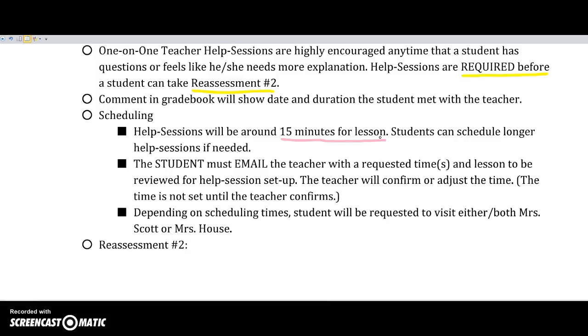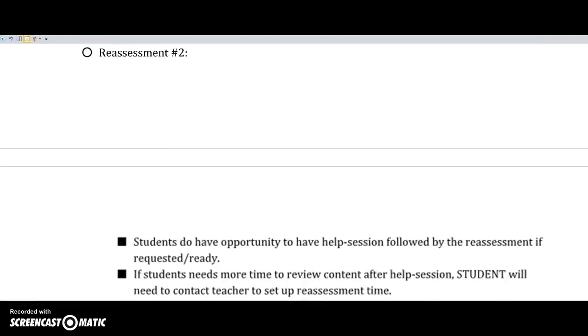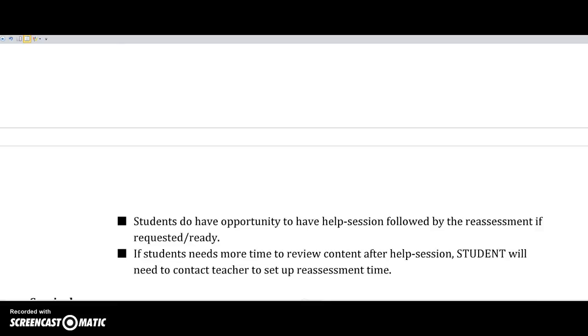Depending on scheduling time, students will be requested to visit. You can visit Mrs. House or Mrs. Scott, or either. Sometimes our schedules are better for some students than others. So we encourage you to visit either one of us. For reassessment number 2, students do have opportunities to have help sessions followed by the reassessment. So you can do it the same day if you would like to. If a student needs more time to review, they can email us to help set up that reassessment time.